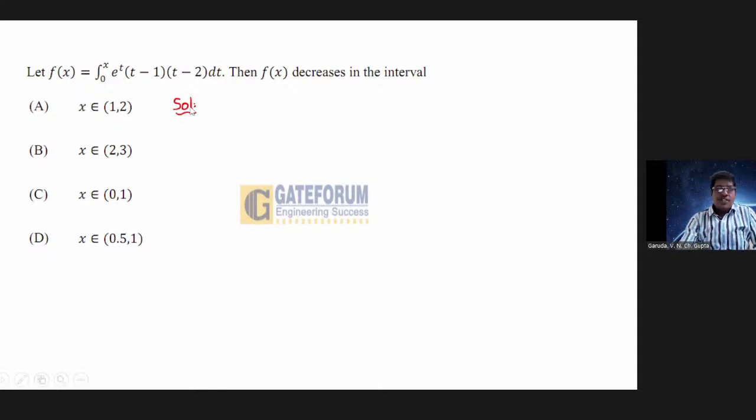When do we say that a function f of x is increasing or decreasing? If f dash x is greater than 0, such a function f of x is said to be increasing in the given interval. Interval means it is a set of all x values. Similarly, a function f of x is said to be decreasing in a given interval if f dash x is less than 0. First derivative greater than 0, such a function is called an increasing function. First derivative less than 0, such a function is called decreasing.